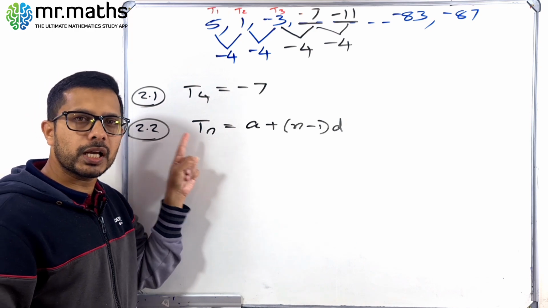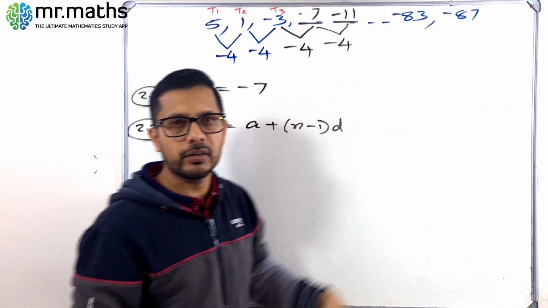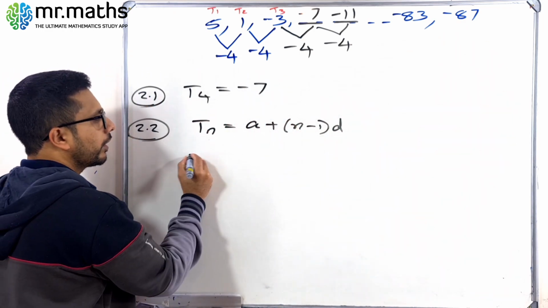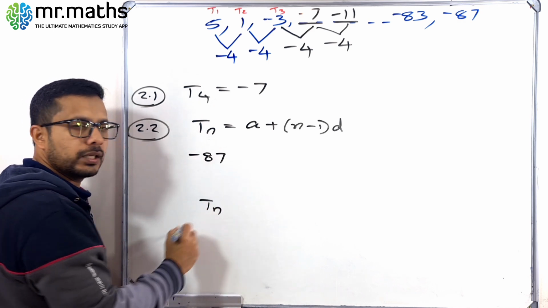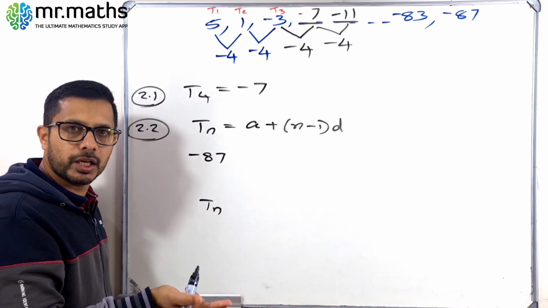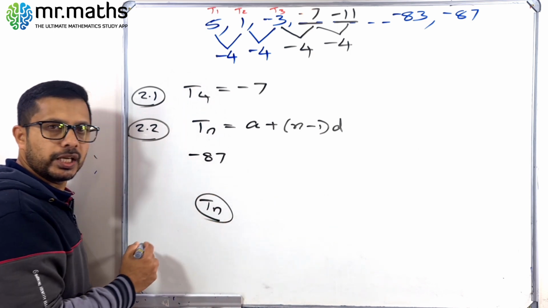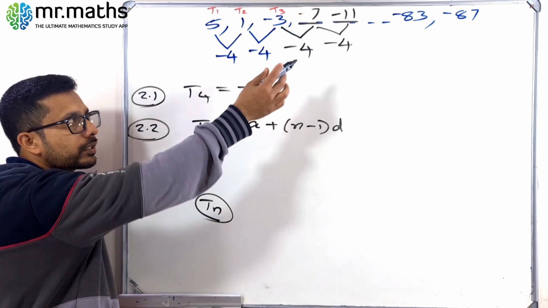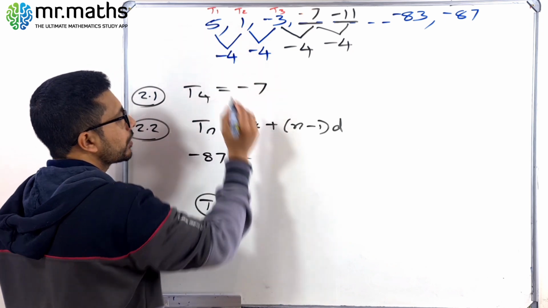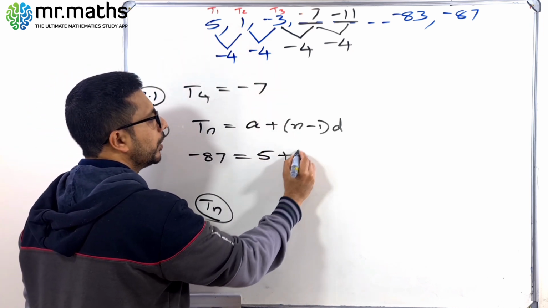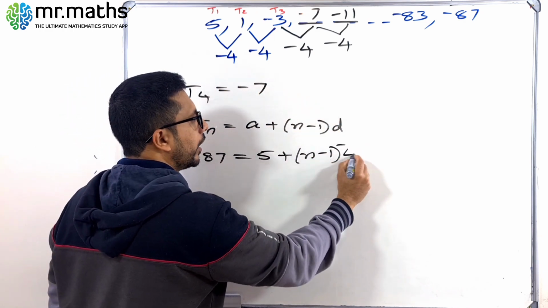So here, do you know the last term? Yes, the last term is given in this question, minus 87. So instead of Tn, we can write minus 87. Tn stands for the nth term or last term or general term. So minus 87 is equal to a plus, what is the first term? A stands for the first term, so it is 5 plus n minus 1 into d. D stands for the common difference, it is minus 4.